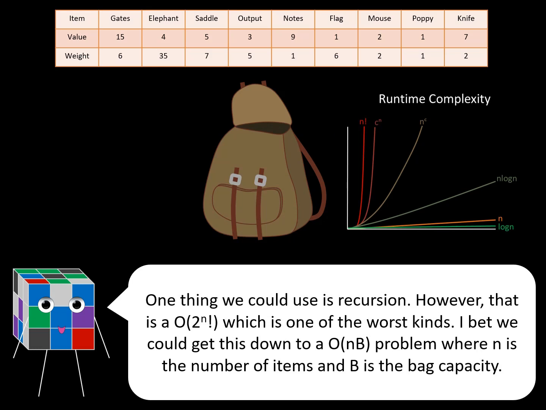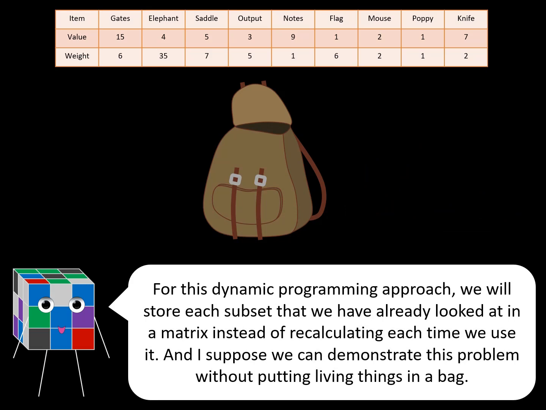One thing we could use is recursion. However, that is a big O of 2 to the n, which is one of the worst kinds. I bet we could get this down to a big O of n times b, where n is the number of items and b is the bag capacity. For this dynamic programming approach, we will store each subset that we have already looked at in a matrix instead of recalculating each time we use it.